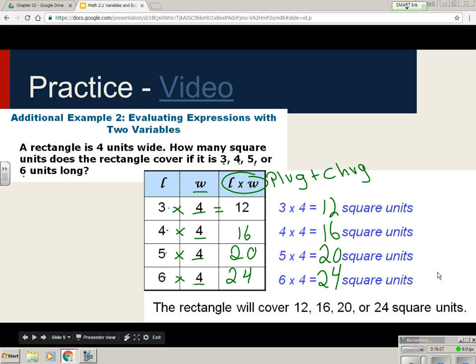The rectangles will cover 12, 16, 20, or 24 square units, depending on its size. So the nice thing is now, if someone gave you a rectangle and they said the width is 4 and the length is 3, 4, 5, or 6, you already know what the value is going to be. I do want you to write this one down as an example because this one shows us 2 variables that have to be plugged and chugged.